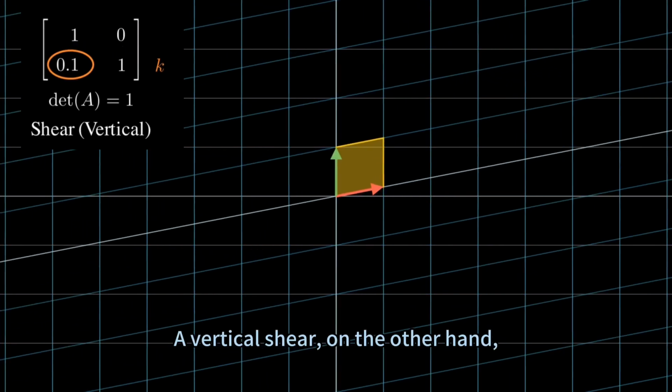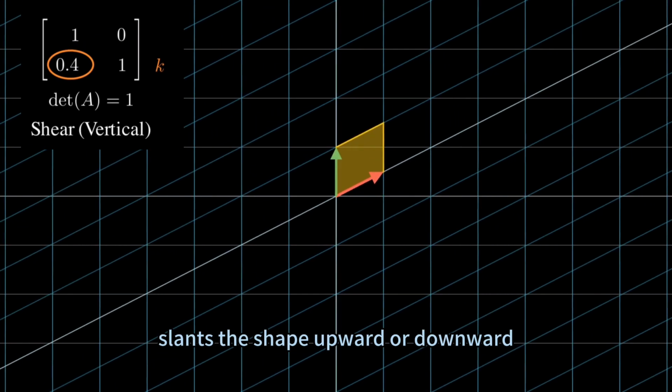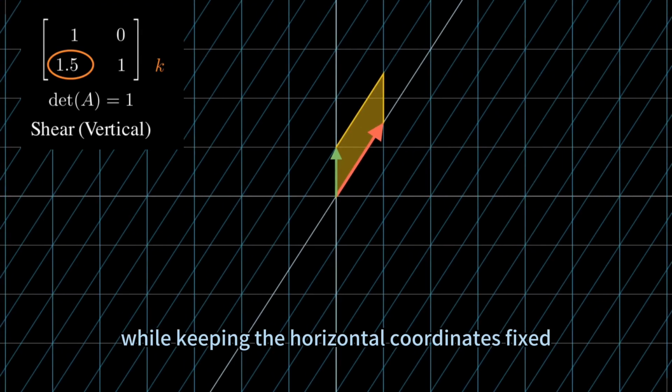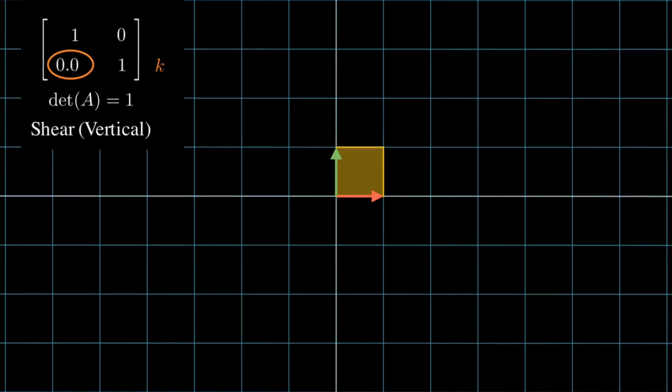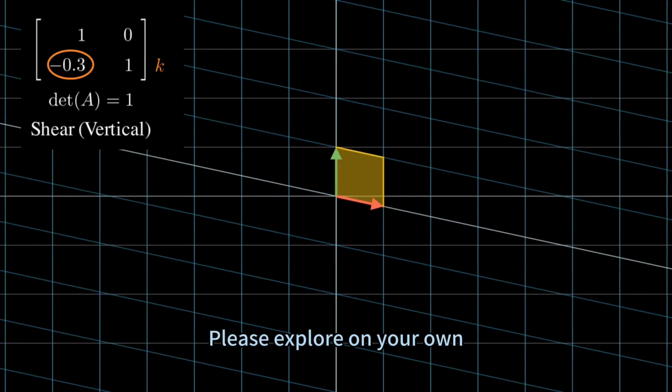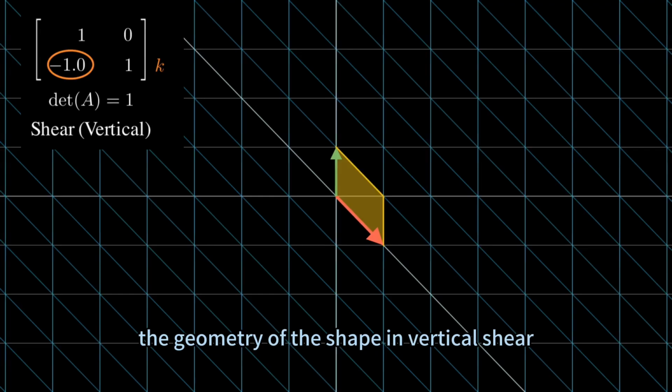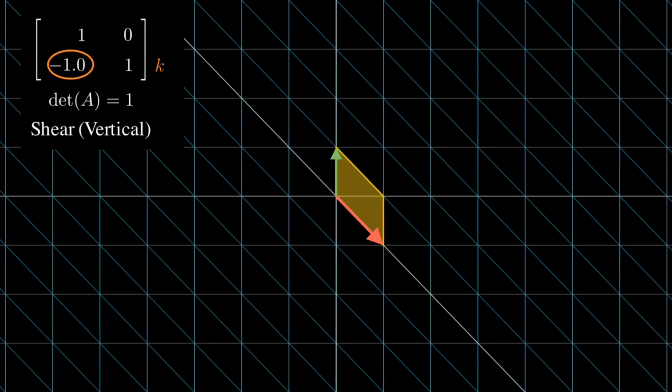The vertical shear, on the other hand, slants the shape upward or downward, while keeping the horizontal coordinates fixed. Please explore on your own exactly how different values of k affect the geometry of the shape in vertical shear.